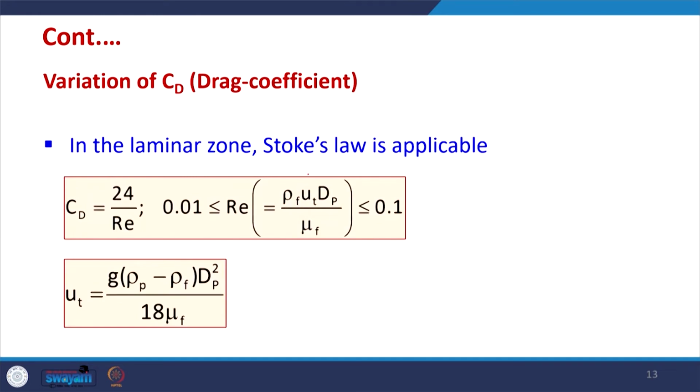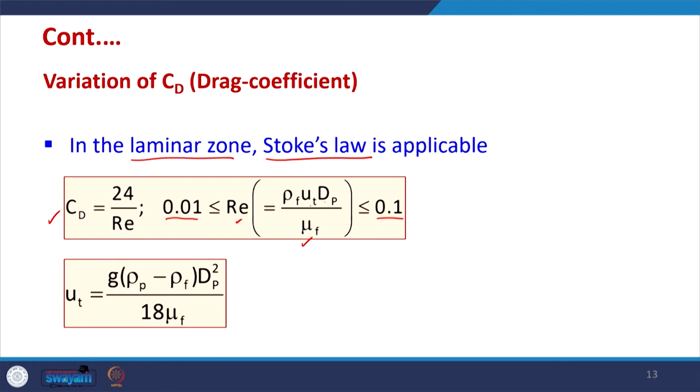In the laminar Stokes law region, which is also called the laminar region, CD is given by 24 by Re, where Re is the Reynolds number, which is defined as rho f into ut, the terminal velocity, into dp, the diameter of the particle, divided by the viscosity of the fluid. Here the Reynolds number is in the range of 0.01 to 0.1. Some little variations are also reported, sometimes it is used up to 1 also.